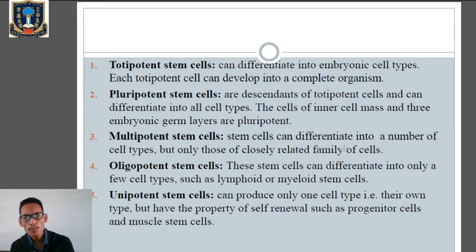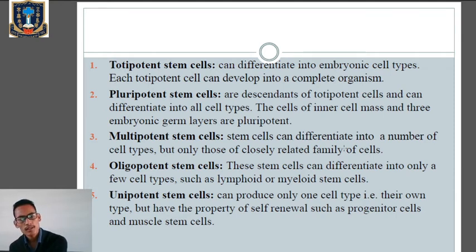Number 2 is pluripotent stem cells, which are the descendants of the totipotent cells and can differentiate into all cell types. The cells of the inner cell mass and the 3 embryonic germ layers are pluripotent. If you remember the structure of the blastocyst, we have the inner cell mass and the 3 embryonic germ layers, meaning ectoderm, endoderm and mesoderm, which will give rise to any type of cells or tissue in our body. Okay, so pluripotent stem cells are the descendants of the totipotent cells and they can differentiate into all the cell types.